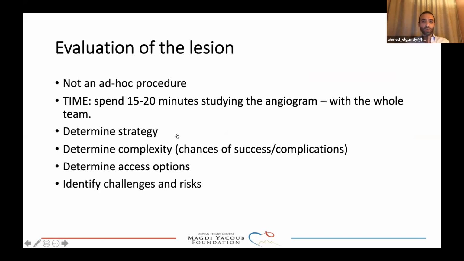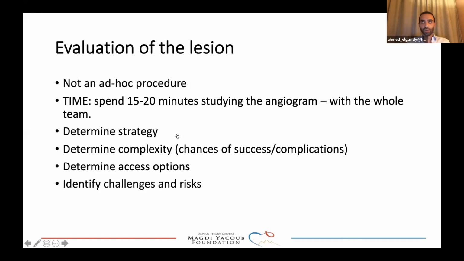But it's also important to understand that this is not an ad hoc procedure. So we don't just do the diagnostic and jump into doing the PCI. We need time to review the angiogram, preferably with the whole team. And we do spend 15 to 20 minutes, and you'll be amazed how much more detail you gather the more you look at that angiogram. Then we determine strategy. Determining complexity is fundamental because you really need to establish your chances of success and the risk-benefit ratio, and perhaps whether you are the most appropriate person for that job.